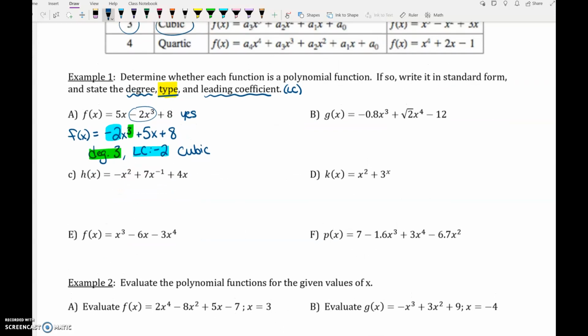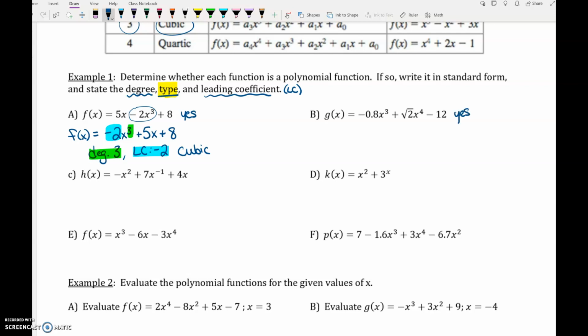Okay, example B. Is it a polynomial? Decimals in front of the x's are fine. Square roots in front of the x's are fine. The important thing is there's no i's, and the exponents are positive whole numbers. So this is fine. It is a polynomial.